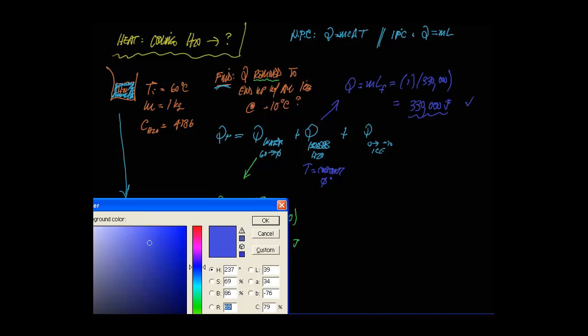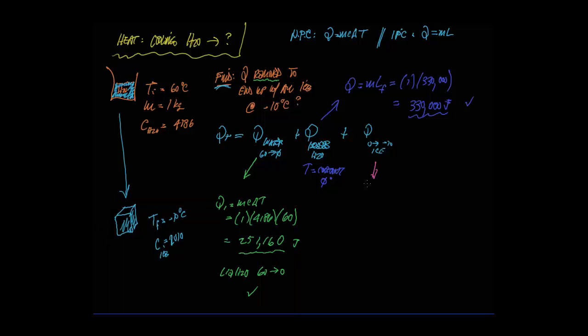So now we want to look at the final part where we're just going to take that ice down to minus 10. There is a temperature change, so we can go back and do MC delta T. The only thing that's going to change here is still 1 kilogram. 1 kilogram of water becomes 1 kilogram of ice. We have to use the C value of ice, which was 2010, and it changed by 10 degrees. So that becomes 20,100.